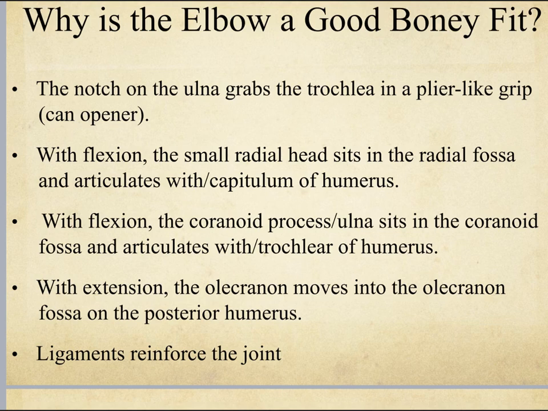Now let's look at a good bony fit. The elbow. Why is it a good bony fit? So the notch on the ulna grabs the trochlea in this plier-like grip. It's like a can opener. Grabs on and doesn't like to let go. With flexion, the small radial head sits in the radial fossa and articulates with the capitulum of the humerus. With flexion, the coronoid process of the ulna sits in the coronoid fossa and articulates with the trochlea of the humerus. With extension, the olecranon moves into the olecranon fossa on the posterior humerus, and you have these nice ligaments that are going to help reinforce the joint.